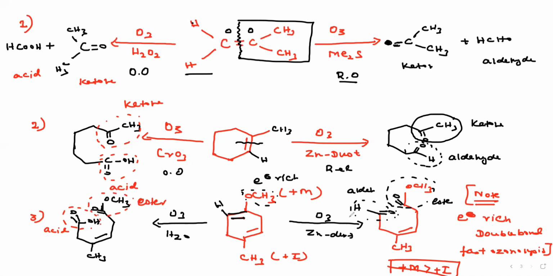Very simple, right? If one molecule has more than two double bonds, the double bond that is more electron rich undergoes ozonolysis. But if any double bond is symmetrical, then it undergoes ozonolysis as well. You got the point. See the fourth example. Very important. Please note.